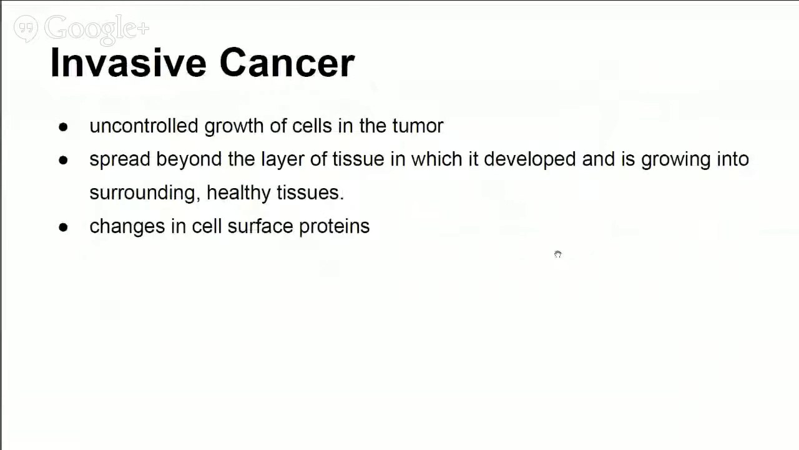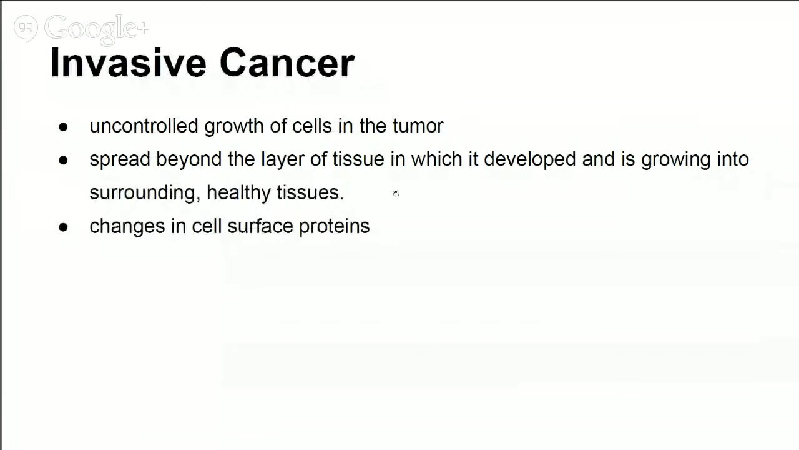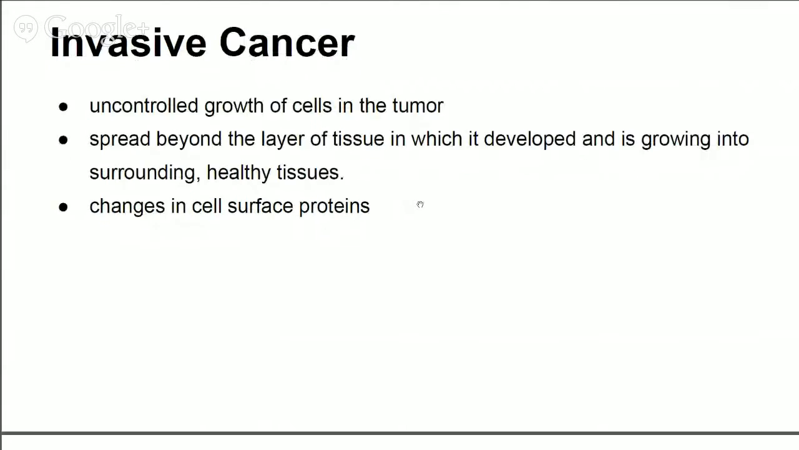An invasive cancer is basically a malignant tumor. It grows out of control. It has an uncontrolled growth of cells. They spread from one layer to another and end up going through to other tissues, healthy tissues. They change cell surface proteins, and this is what I mentioned earlier with cell adhesion. It just lessens the adhesion, so they will not be able to bind correctly.